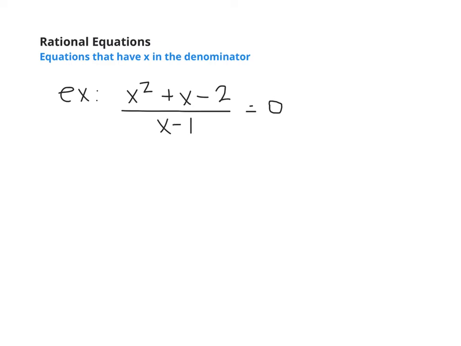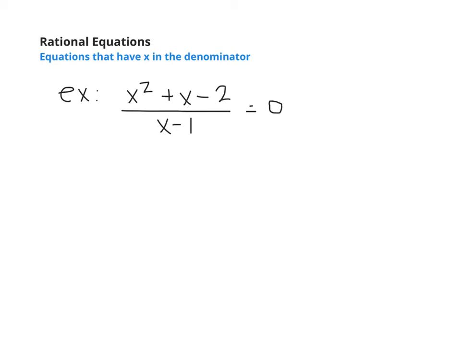Rational equations. These are equations that have x in the denominator. An example is written there. We've got x squared plus x minus 2, which is a quadratic in the numerator, and in the denominator we've got x minus 1. Okay, and then it's an equation because we have an equal sign and it's equal to 0.